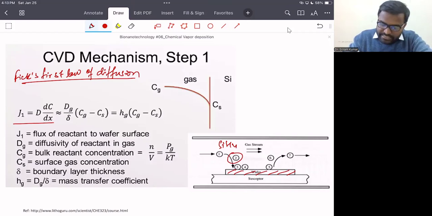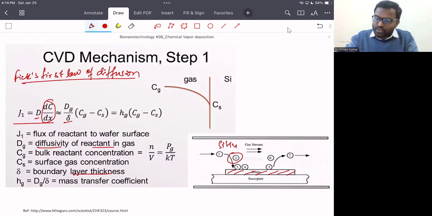So here J1 is the flux of the precursor molecules on the surface, D is the diffusion coefficient or the diffusivity, and delta C by delta X is the concentration gradient. So here we can define this one. We can use D over delta Z, where D is the diffusivity of the reactant gas, and delta is the boundary layer thickness.